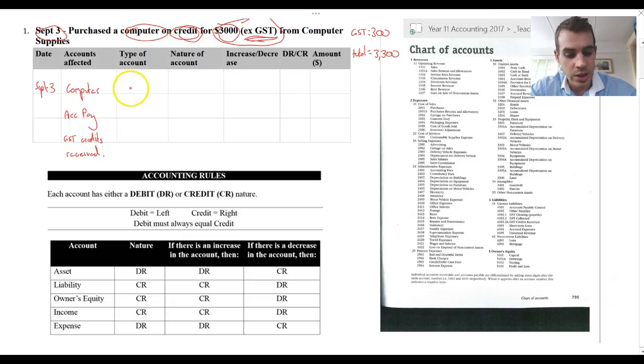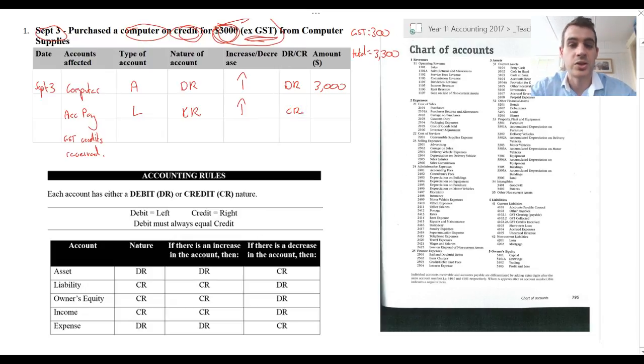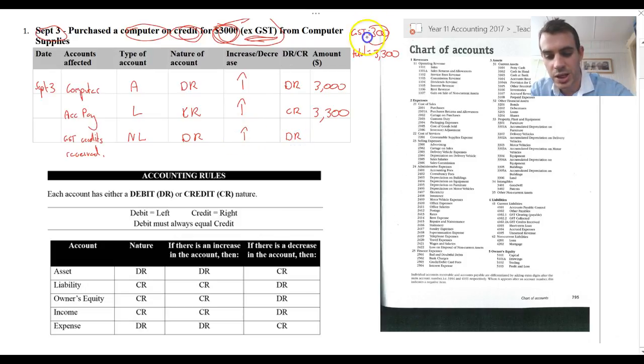Computer is an asset account, which is a debit by nature. It's increasing. It's going to stay a debit for the ex GST price of $3,000. Accounts payable is a liability account. Liability accounts are credit by nature. Our liability account has gone up. So this is going to stay a credit for the total amount. So we owe Computer Supplies $3,300. GST credits received is a negative liability. Negative liability, remember we created earlier, is debit by nature. It's gone up. It's going to stay a debit for the GST component, which is $300. You can see here our two debits equal our credit.